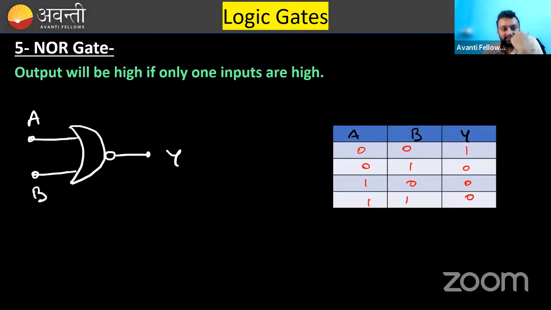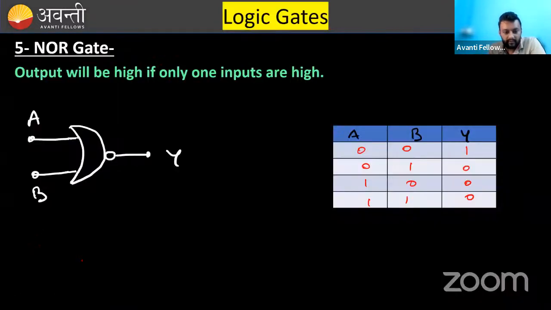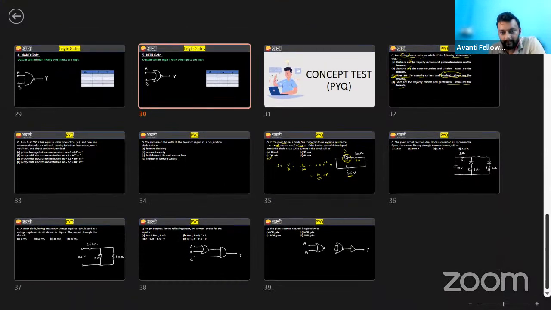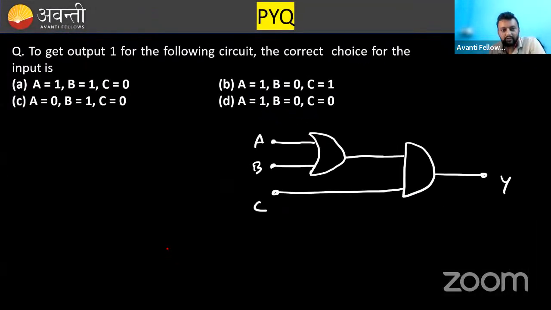So now after solving this, I will give you a question based on logic gates. Let's solve this question. Okay. So answer me. Balveer.